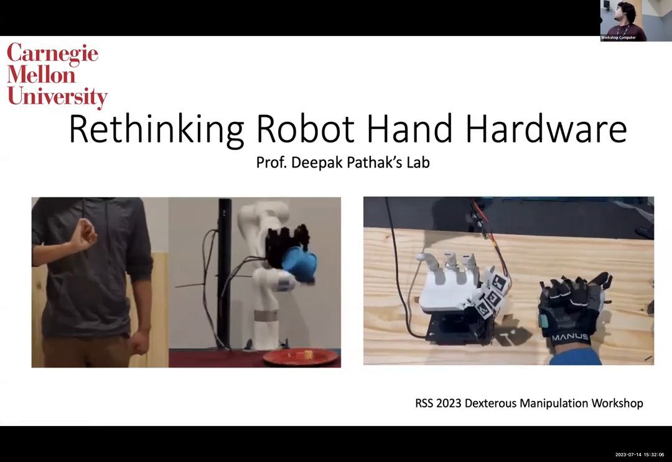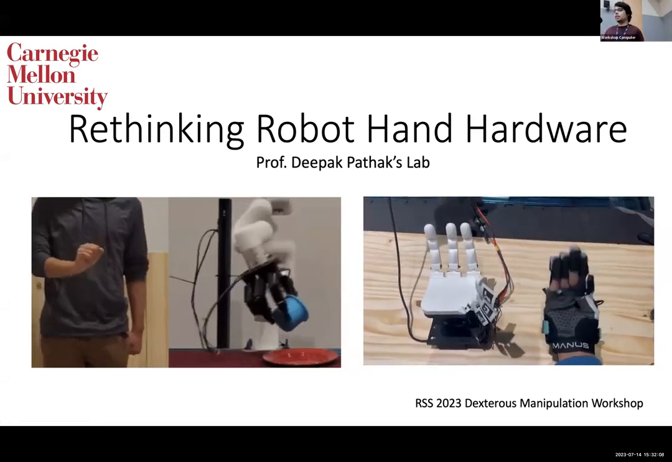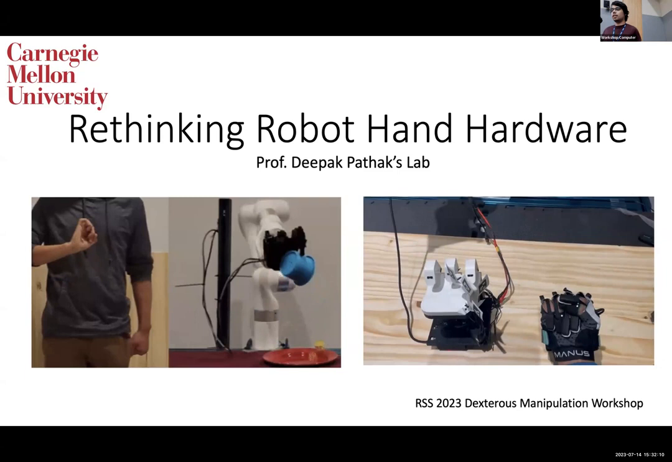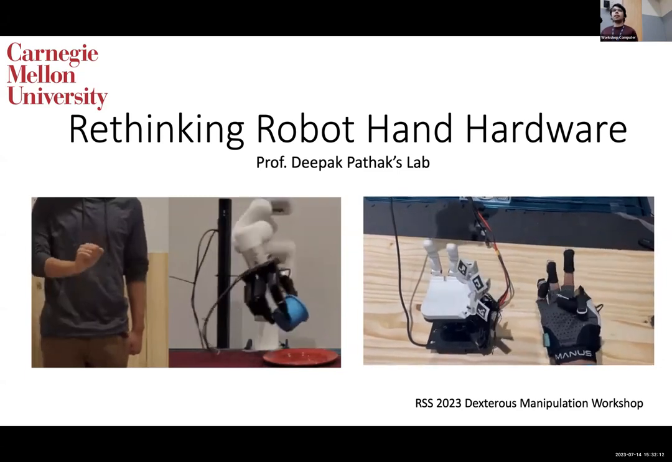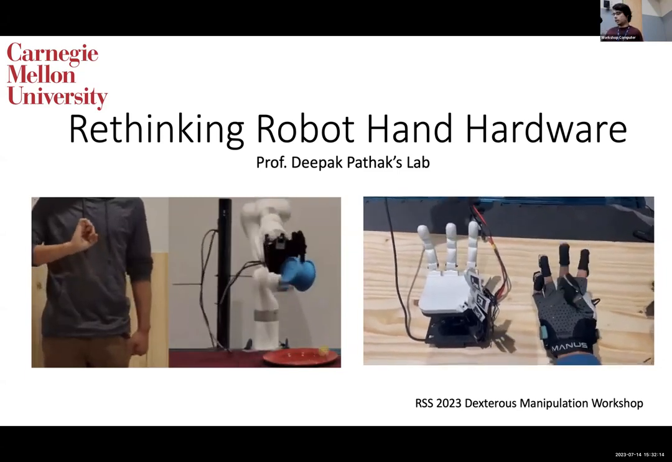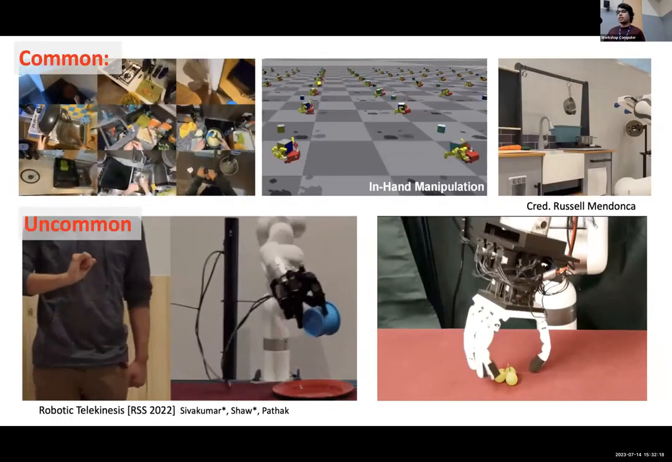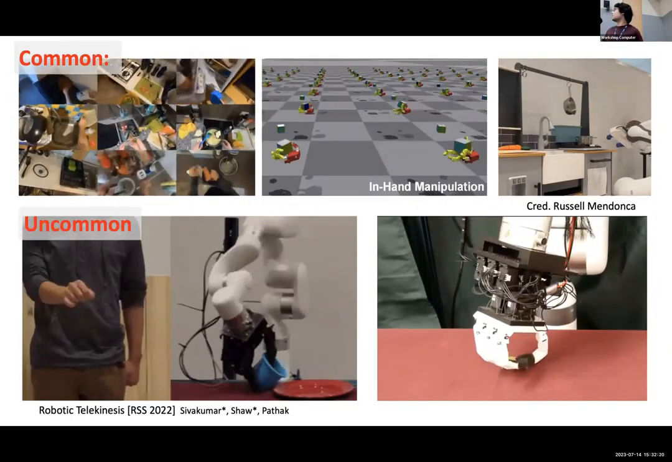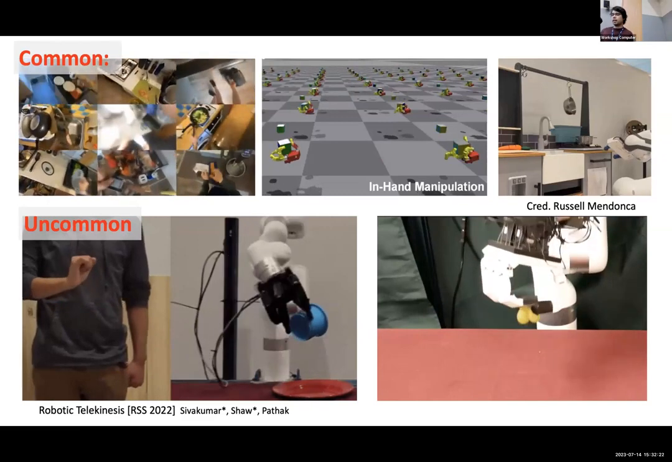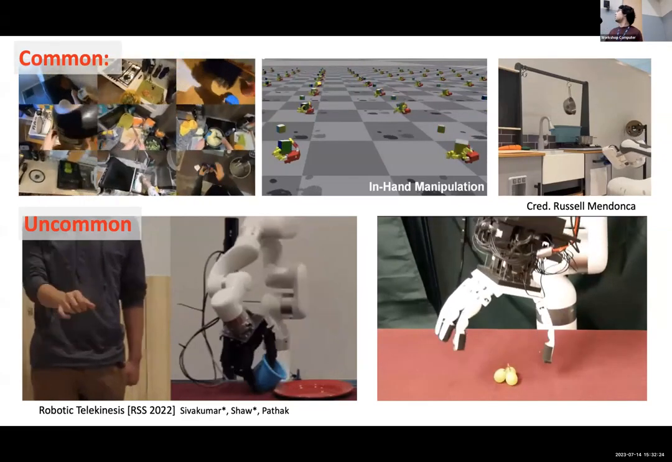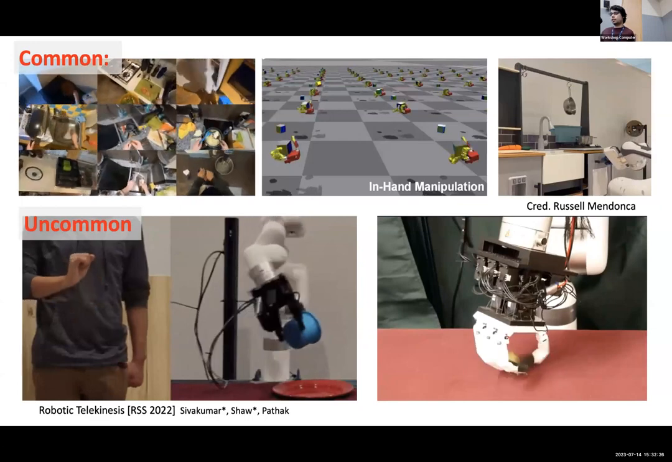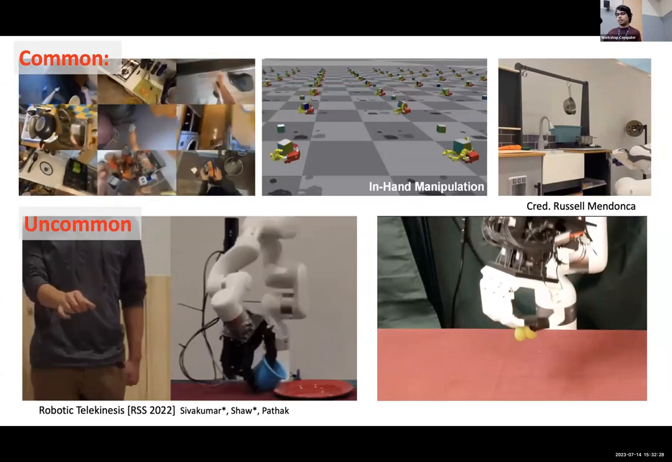Perfect. Hi guys, I'll be presenting on some of the robot hand hardware we've been working on in the lab. I'm in Professor Deepak Pathak's lab at Carnegie Mellon. In robotics research, it's common to study human hands in video or robot hands in simulation. However, real-world results are often limited to two-finger grippers. Why is this the case?